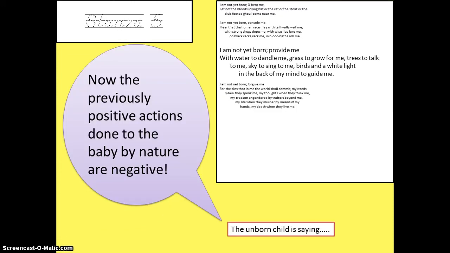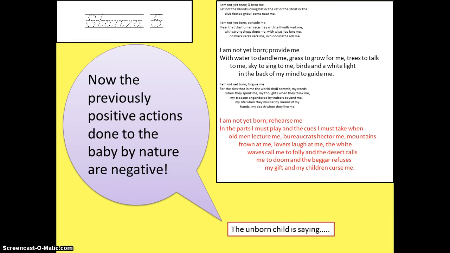In stanza 5, we have a connection back to stanza 3, the nature stanza. Now the actions in stanza 5, by nature, are quite negative. So instead of the water dandling me and the grass growing for me, we have instead the waves calling me to folly. Make sure you know what the word folly is, and then think about what the waves are encouraging this person to do. What you might want to do is underline the nature bits, such as water, with one line, and then the verbs, such as call, with 2 lines, and you'll see a pattern within the stanza.